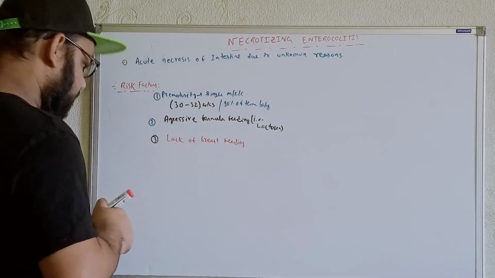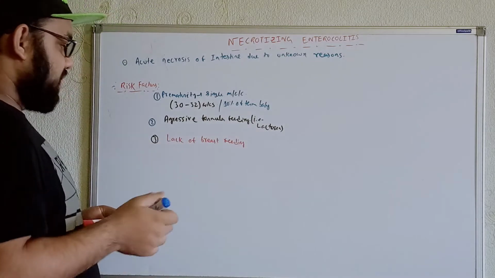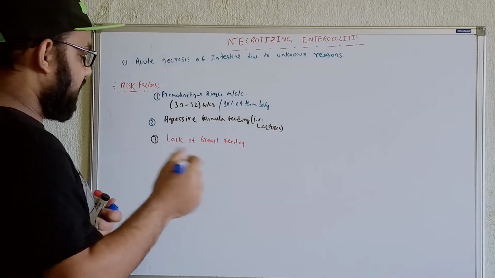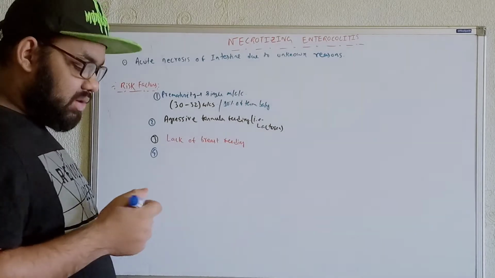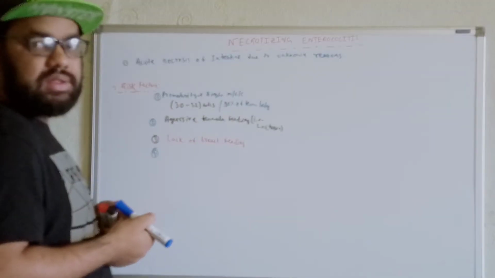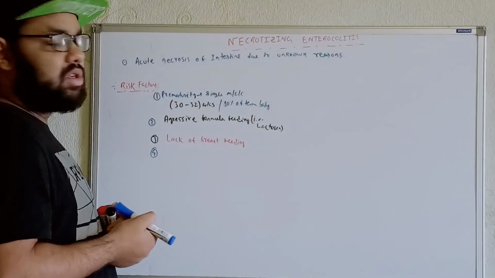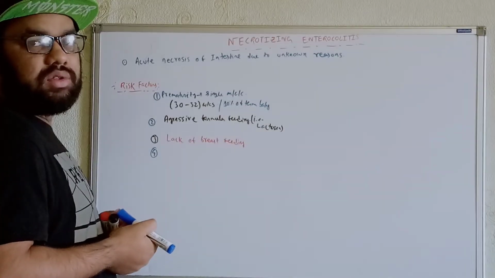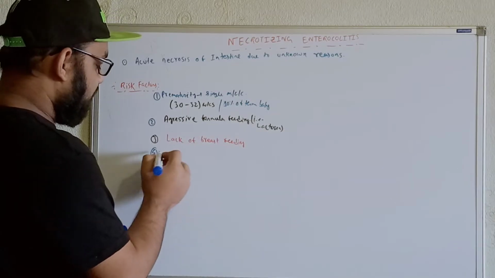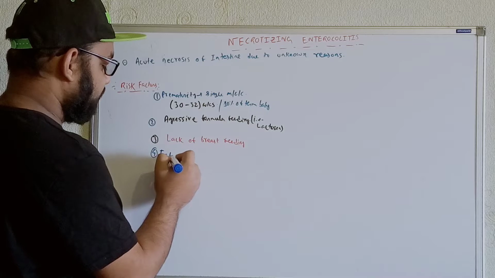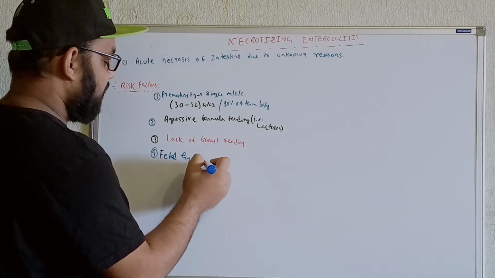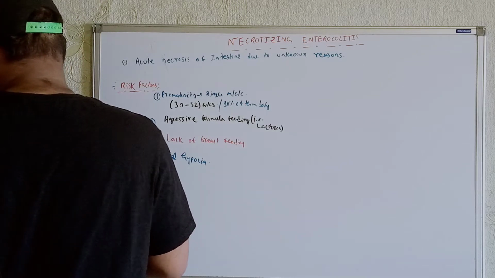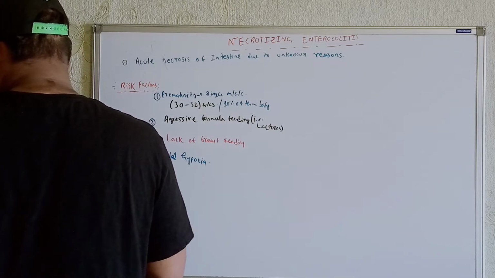And number 4, there are more risk factors: fetal hypoxia. From the term hypoxia, that means the oxygen will be less. Whenever oxygen is less, there will be no production of ATP, and the cells will go under the necrosis process. So we can say from here, fetal hypoxia.